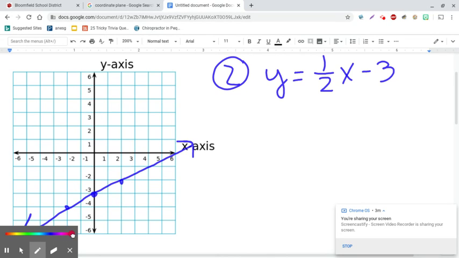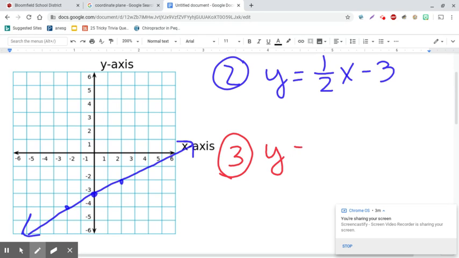Now let's try another one. Y equals, let's try a negative 2/3 x plus 1. All right. For this one, we have to go up 1 on our y-axis. So this would be our first point because it's a plus 1 at the end. Now from here, we're going down 2 and to the right 3. So down 2, 1, 2, to the right 3. 1, 2, 3. That's our other point.